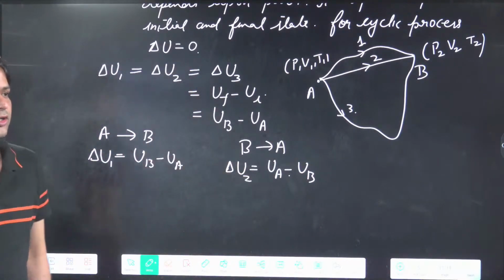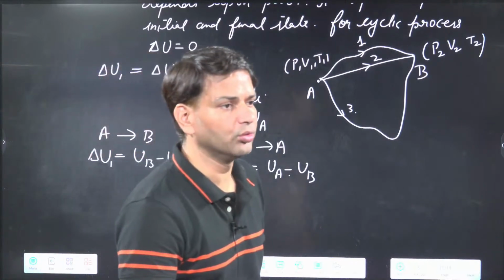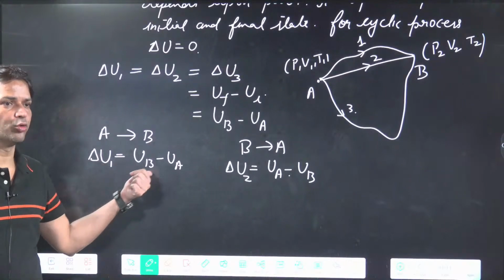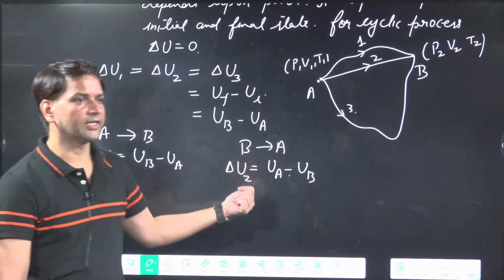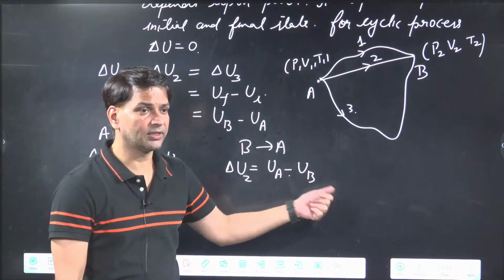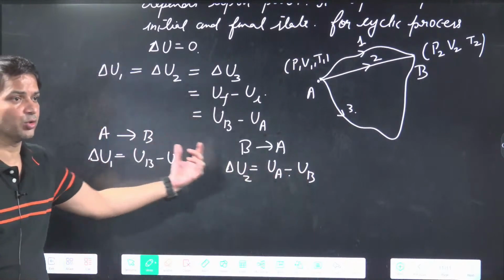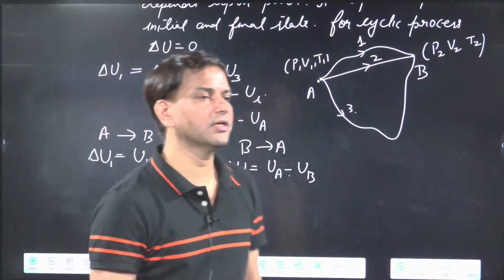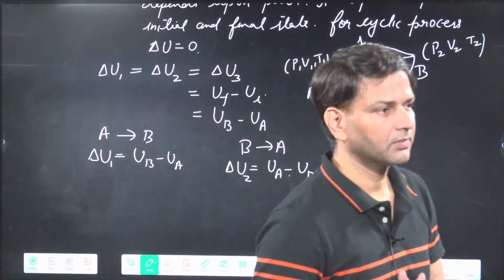Now in this, what is the relation? Delta U1 is equal to minus delta U2, yes or no? Delta U1 is UB minus UA. Delta U2 is UA minus UB. So the relation between delta U1 and delta U2 is delta U1 equals minus delta U2. Completed?